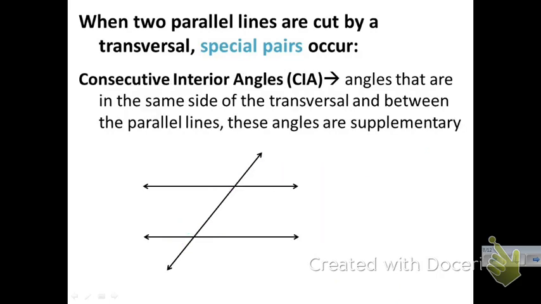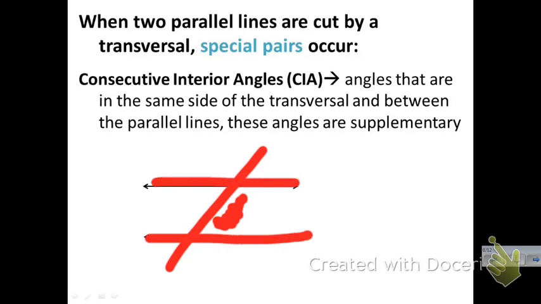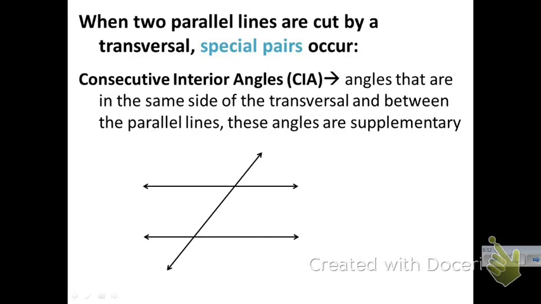Okay, our last special pairs are called consecutive interior angles. These are angles that are on the same side of the transversal. So again, I'll draw the transversal here. They're on the same side and between the parallel lines. So that would be in here because we have to be between our parallel lines. And I like to tell kids, and it's kind of stretching it, but they make a C. And we are talking about these two angles.